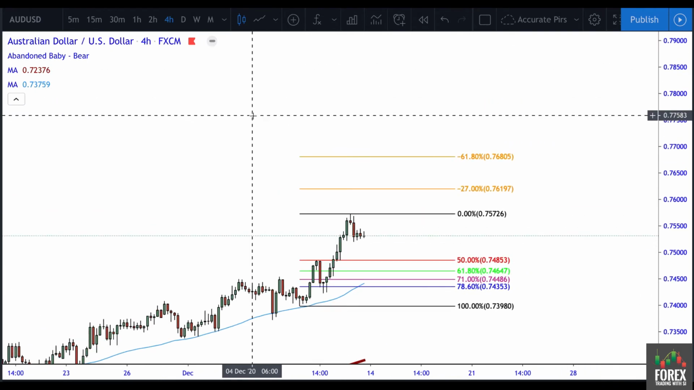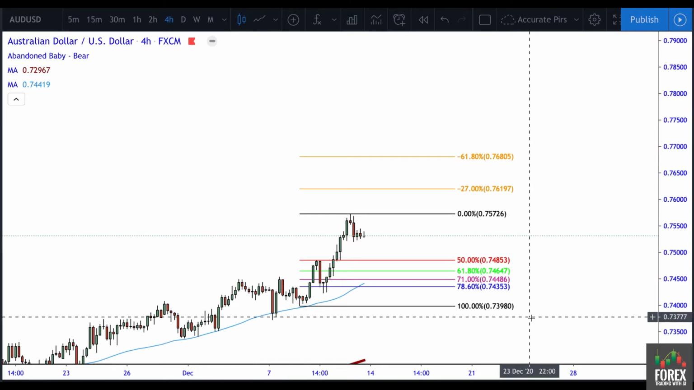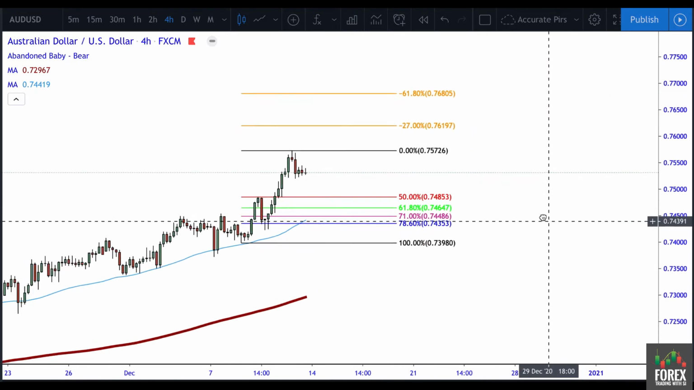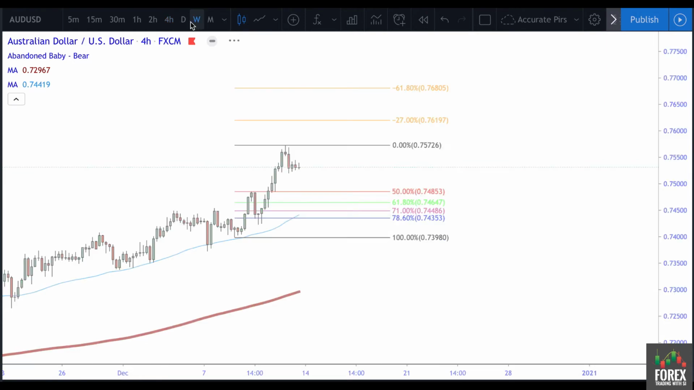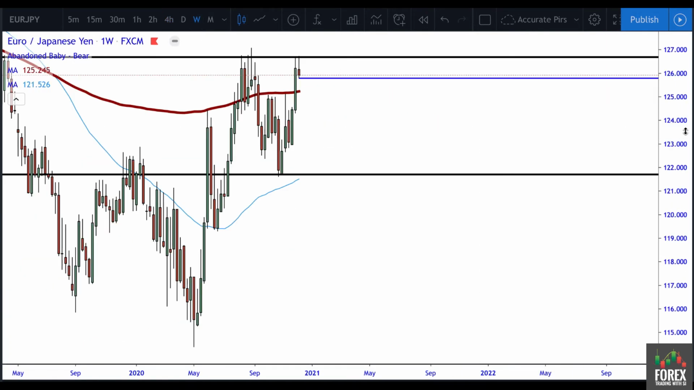So that's pretty much it for AUD/USD. And again, if you want to have a screenshot, take note of it, feel free to. We're going to move on to EURJPY.